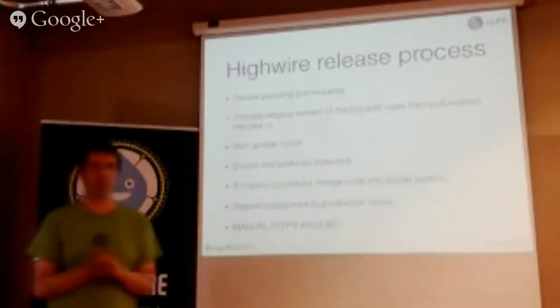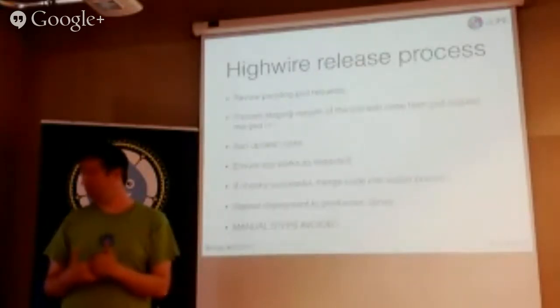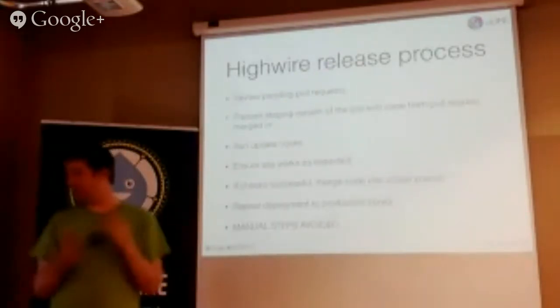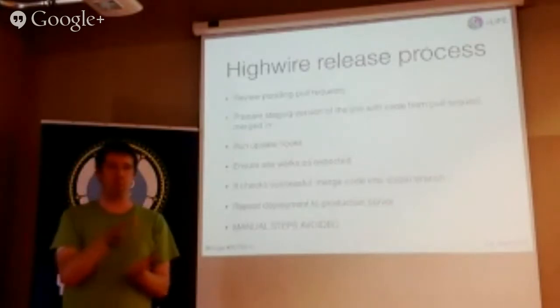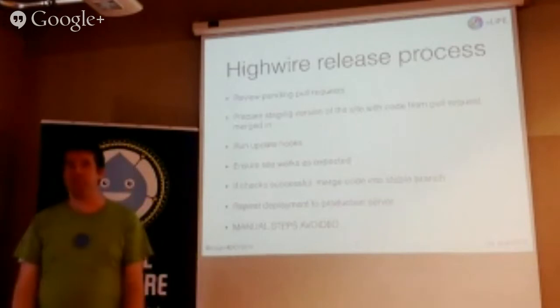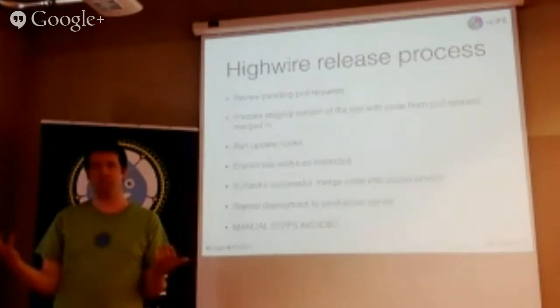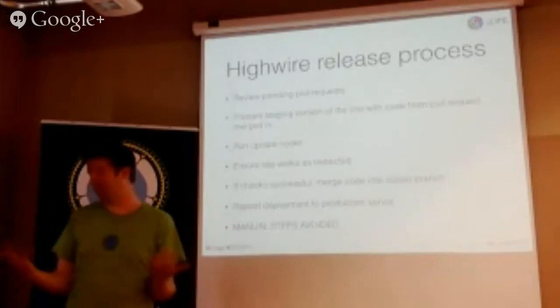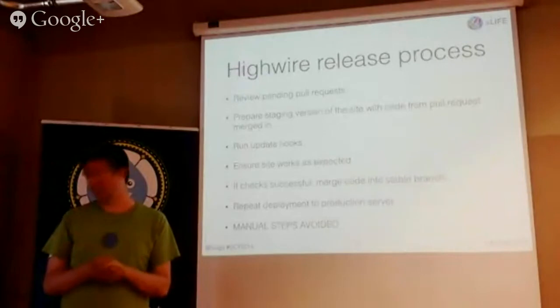So let's learn a little bit about Highwire's release process. They review pending pull requests, and they prepare a staging version of the site with code from pull requests merged in. And then they run update hooks. Does everyone know what an update hook is? Yeah. And then they ensure the site is working as expected.